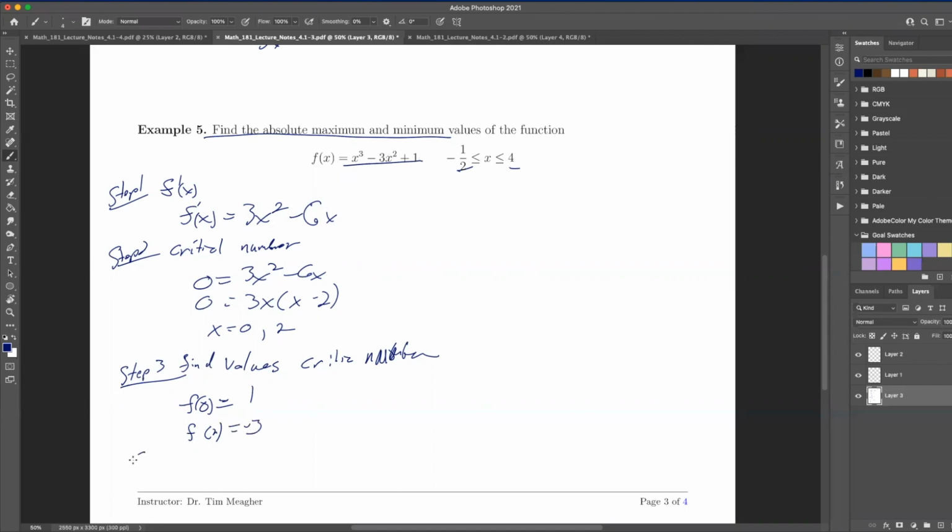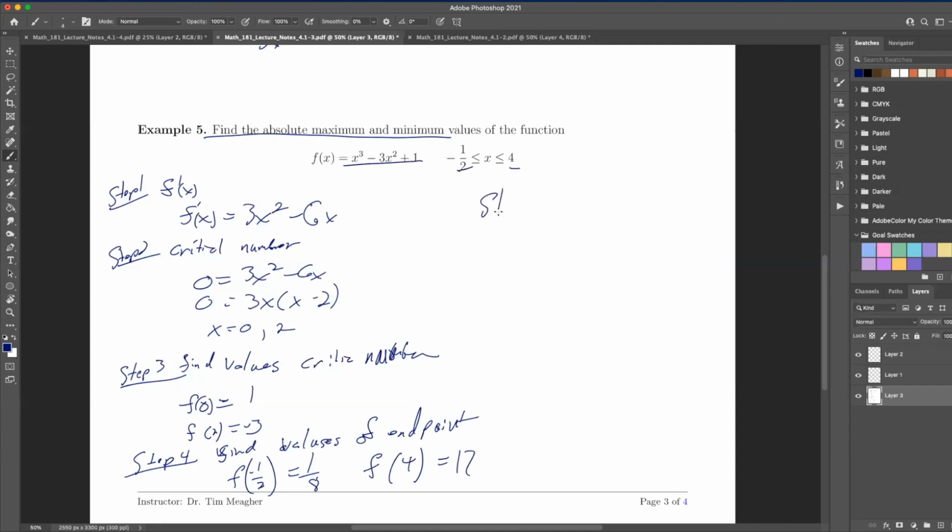Okay. Step 5 would be to check, or step 4 would be to check, find the values of the endpoints. I'm trying to make this as clear as possible what to do. So we're going to check the endpoints. So f of minus a half is an eighth, and f of 4 is 17. Okay.